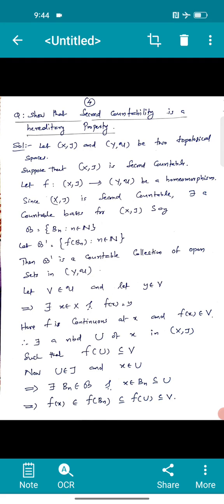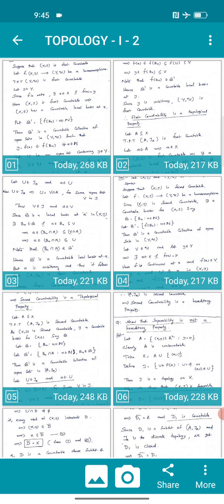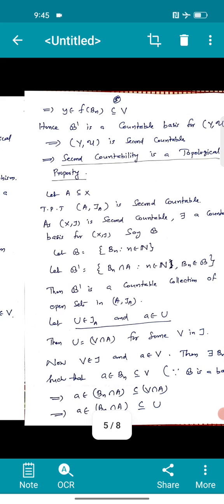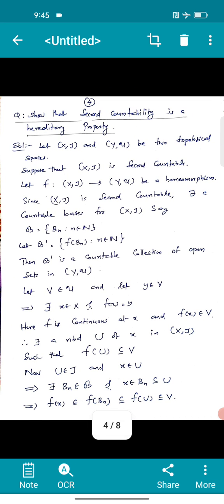Consider X and Y to be two topological spaces. Suppose that X is second countable, and f from X to Y is a homeomorphism. Since X is second countable, there exists a countable basis for X, say B, the collection of such Bn, n in N. Let B' equal the set of f of Bn such that n in N. And B' is a countable collection of open sets in Y. Let V be open in Y and let y be in V.